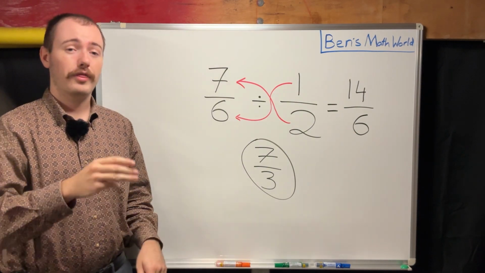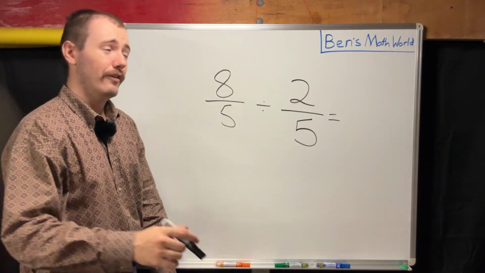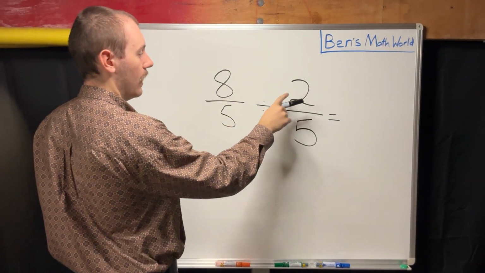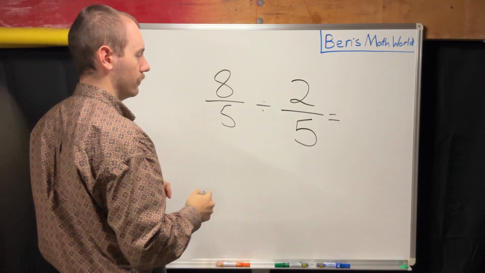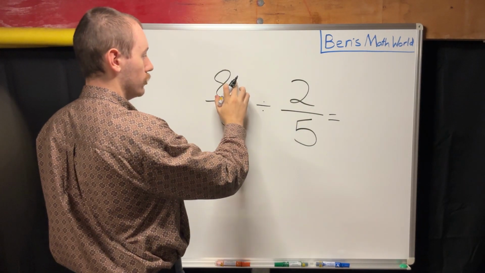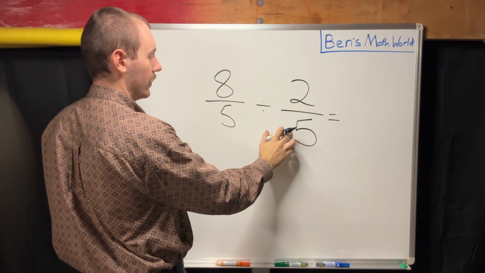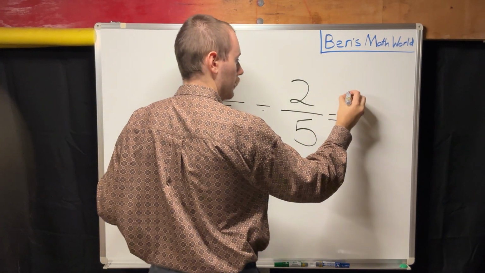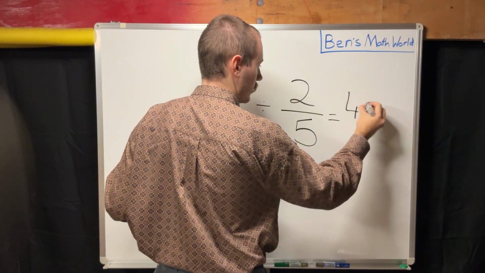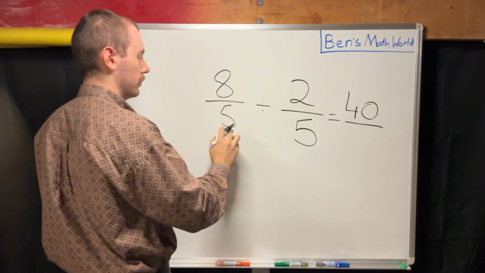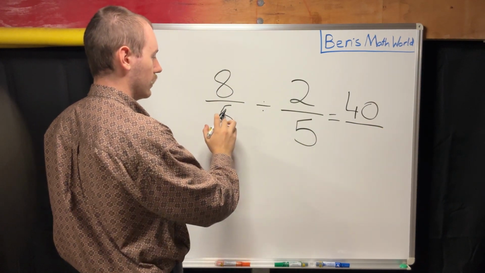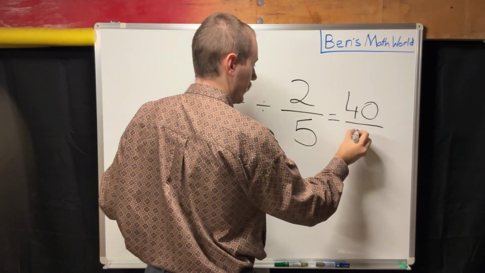All right, let's go through 3 practice questions. Our first practice question will be 8 over 5 divided by 2 over 5. So let's first multiply the numerator of the first fraction by the denominator of the second fraction. So 8 times 5, we get 40. And now let's multiply the denominator of the first fraction by the numerator of the second. 5 times 2, that's 10.